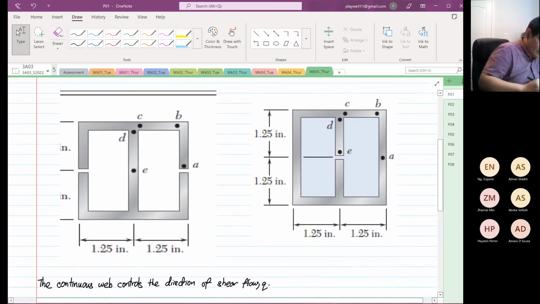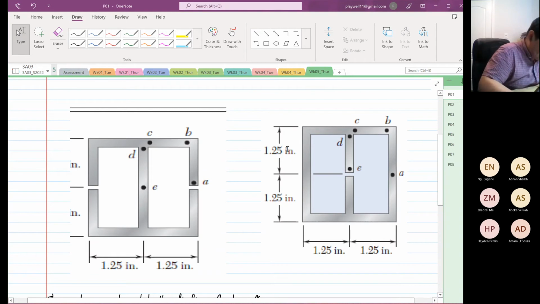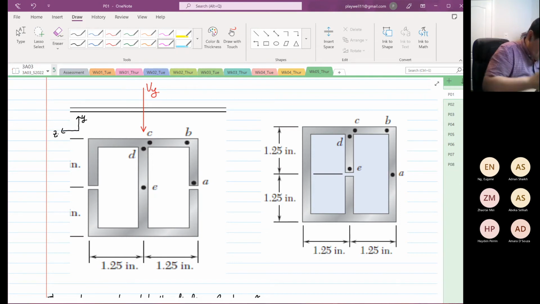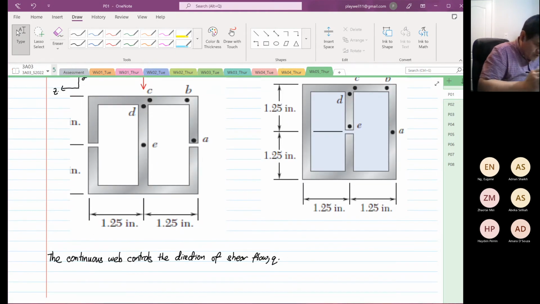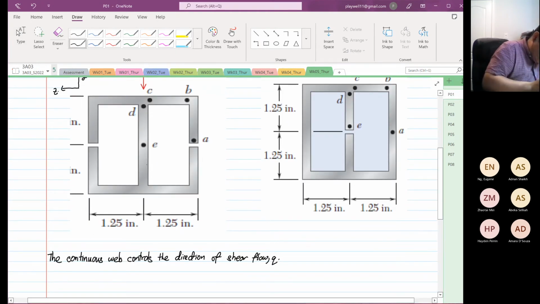Now let's say our V is coming from the top. So this is our V1. Our transformation, which is this is our Y and this is our Z. So the continuous web. This is what we call our continuous web.